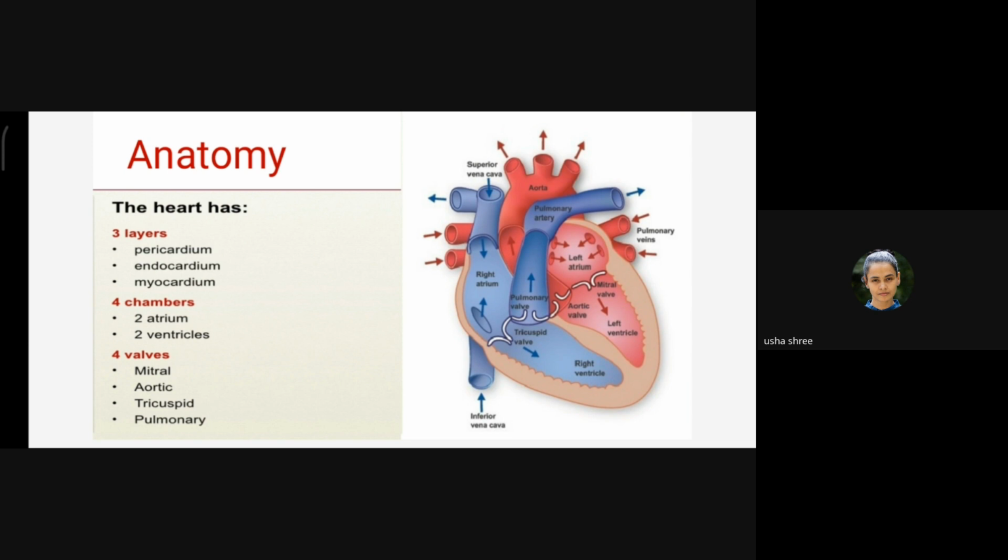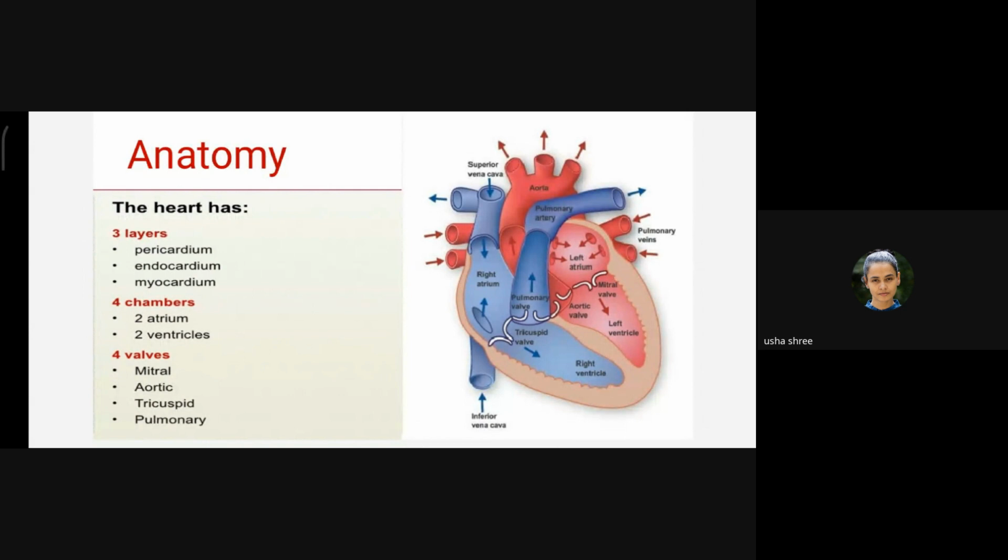So, important question, mitral valve, that is the bicuspid valve present between left atrium and left ventricle. Now, another valve is the aortic valve, that is present in the opening of the aorta. And another valve, that is the pulmonary valve, that is present in the pulmonary artery. Okay. So, is this clear? The concept and the picture?